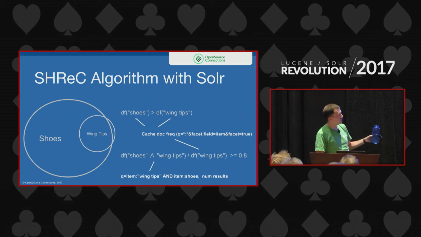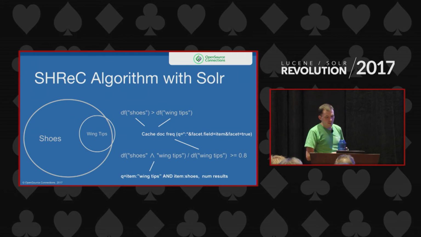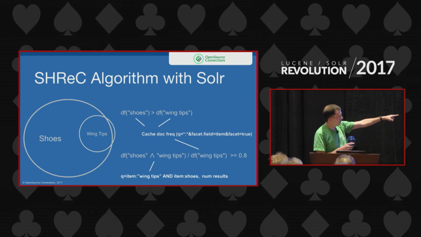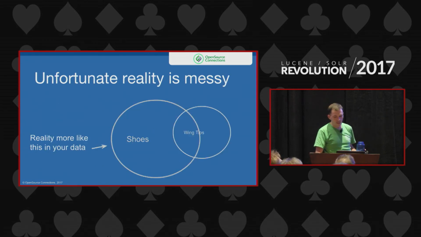And I'm going to show the dumb version. You probably want to use the terms component for that. You can get really deep into this, faceting all the time. Basically, if you take your corpus and do this once, it's more of a data exploration thing than something you do on every user request. You can get the document frequency of shoes and wingtips by simple faceting. And then shoes and wingtips together is literally just that query and getting the number of results. I can do this math, and I can run the Shrek algorithm with Solr to figure out how my concepts are related.